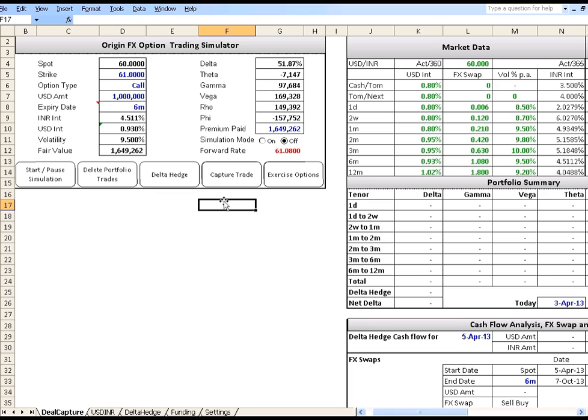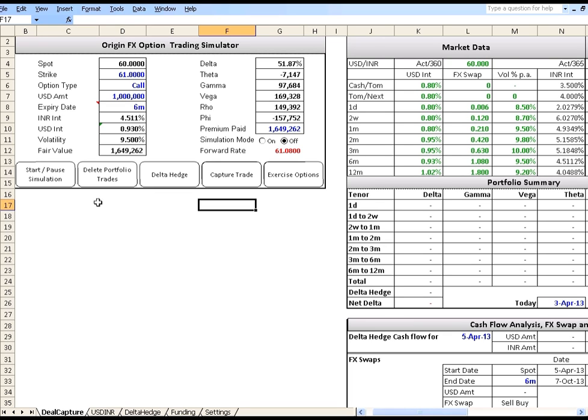At the bottom of the screen, you have 5 buttons. Start Stop Simulation button is a toggle button for turning the simulation on or off. The market data are simulated when you turn it on. You need to have the simulation mode in on position for this button to work. This feature needs a separate license.